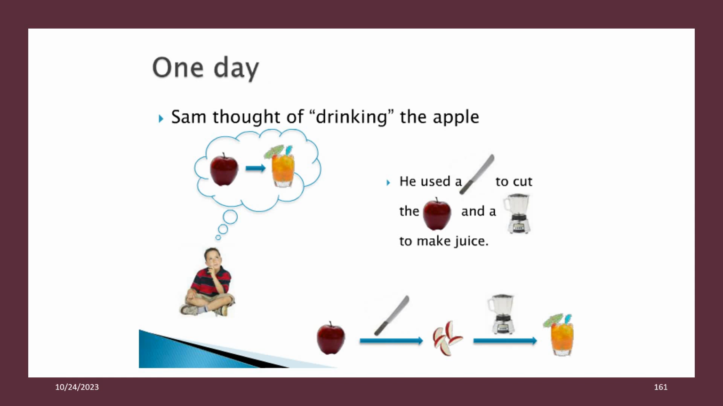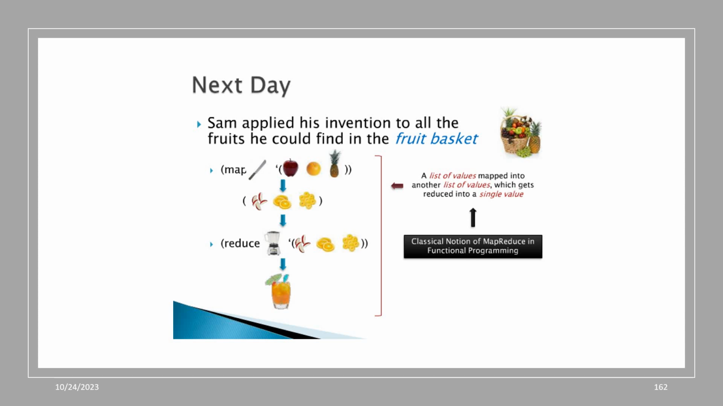Now, the point is, Sam thought of drinking the apple. Yes, he wanted to make it drinkable, and he used a knife to cut the apple and make it a juice. So he took the knife, he has to cut it now and grind it, and he will get it as an apple juice. That's it. Now coming to the next point.